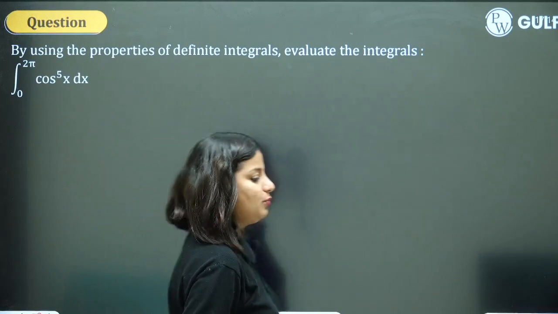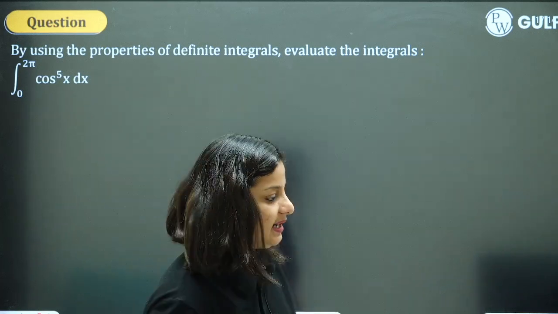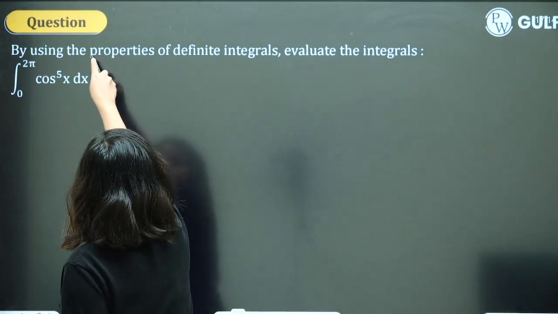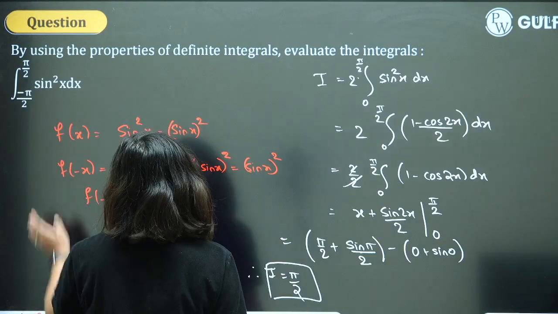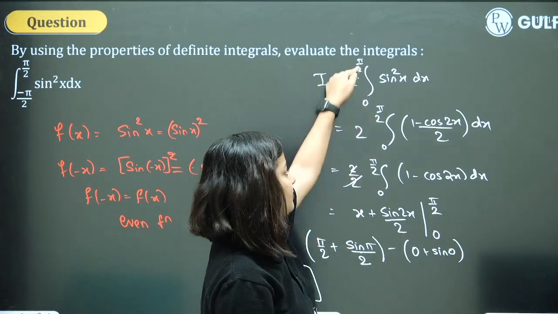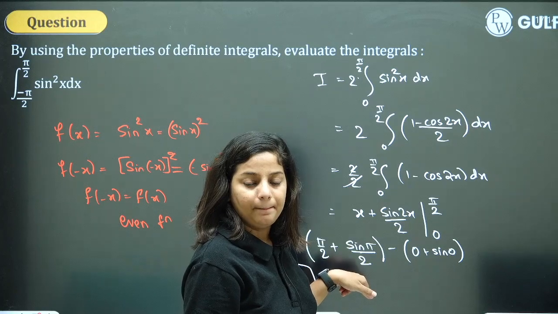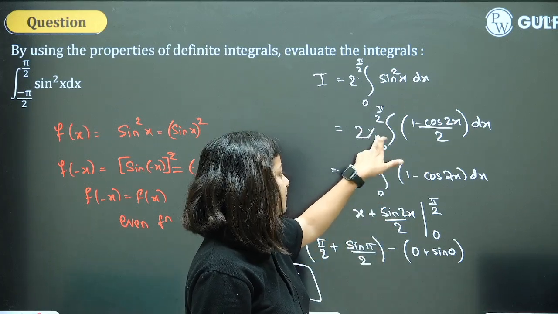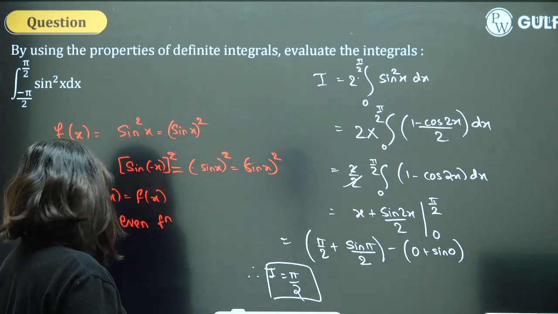Very nice. Now we will do the last question for today and stop here. Integrate this using properties of definite integral. I know that in this question you could have integrated directly, without using the property, minus pi by 2 to plus pi by 2, 1 minus cos 2x by 2. Answer would be same, without writing this property. But they have mentioned use the property, so you have to.